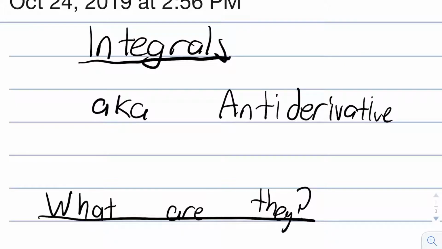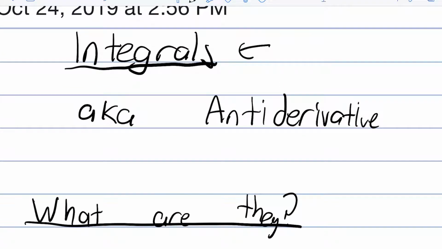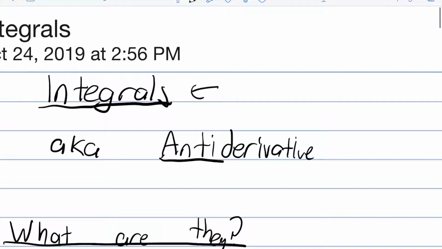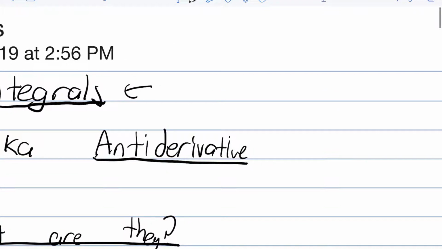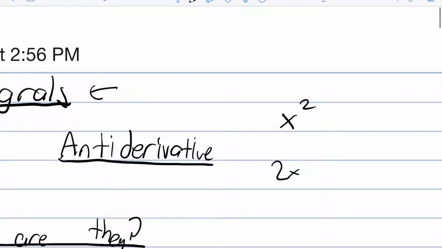Guys, it's Andy, and today we're going to start something a little bit different. Something called integrals, also known as antiderivatives. And what does this mean? Well, it's basically a derivative, so we'll take the derivative of x squared, so 2x, except we're going in reverse. We're going to somehow go from this to that.